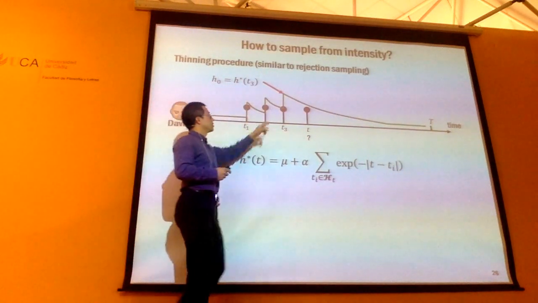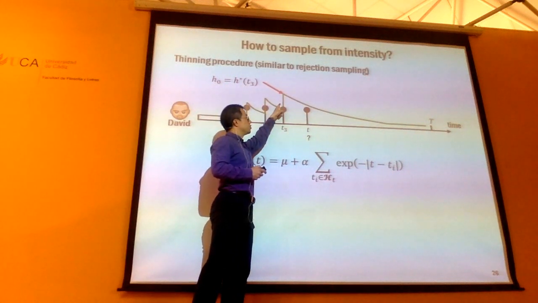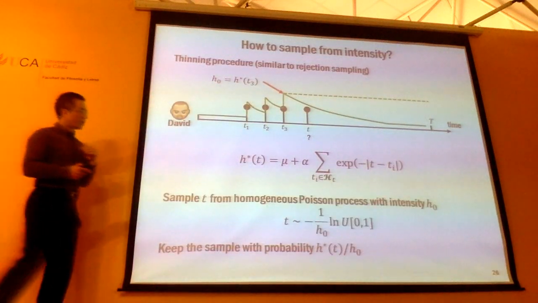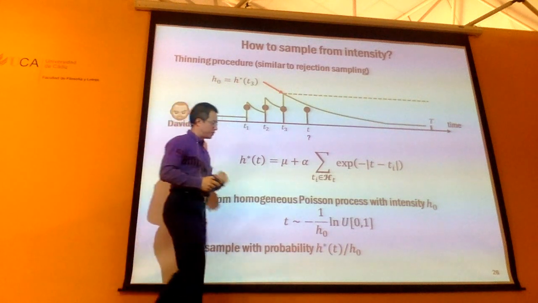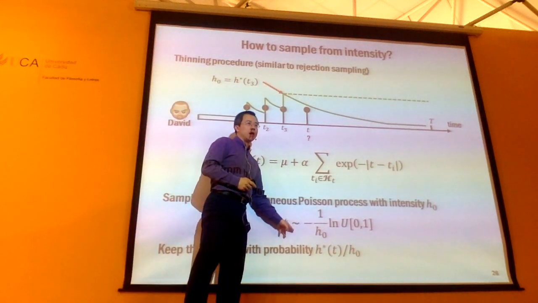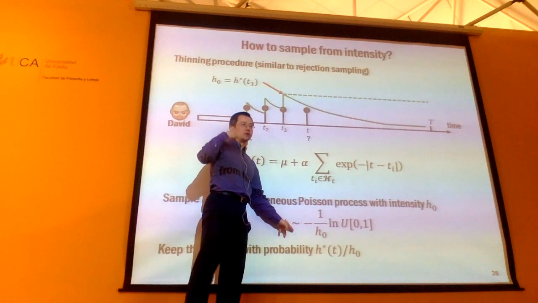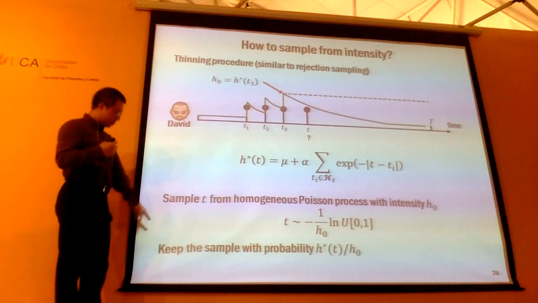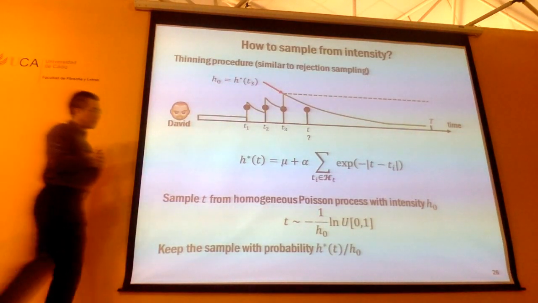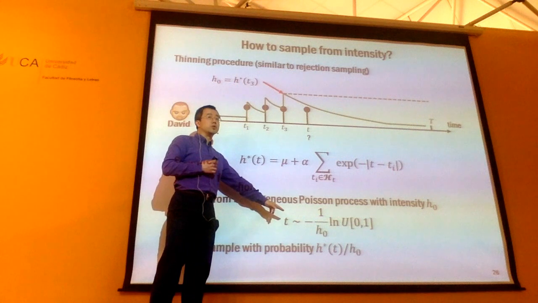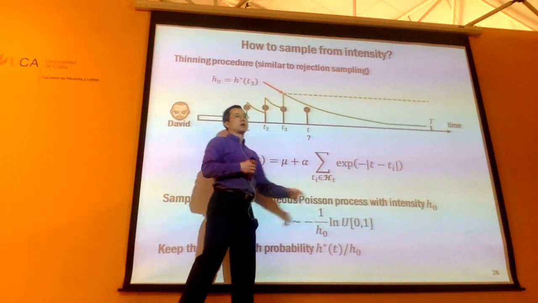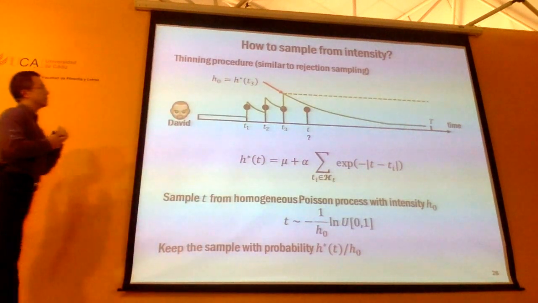Okay? So essentially, you compute accordingly like this, and then you construct, hypothetically, a homogeneous Poisson process with intensity H0. So you sample from a Poisson process with intensity H0. You get a time point, and then you go through a second stage of rejection. The sample is kept with probability proportional to the ratio between the actual intensity function, h star of t, and this H0. Okay, it's just like rejection sampling.